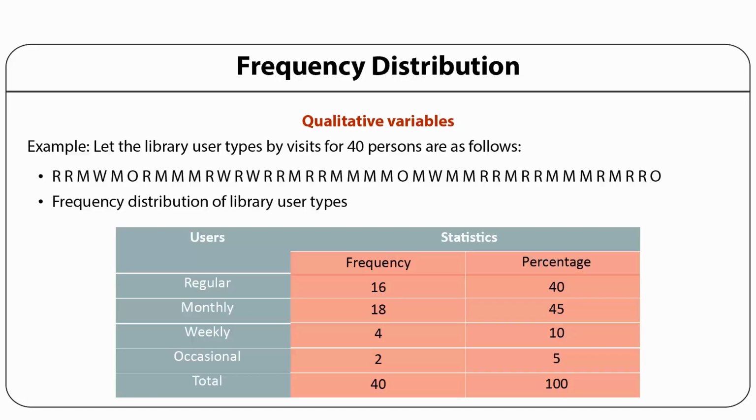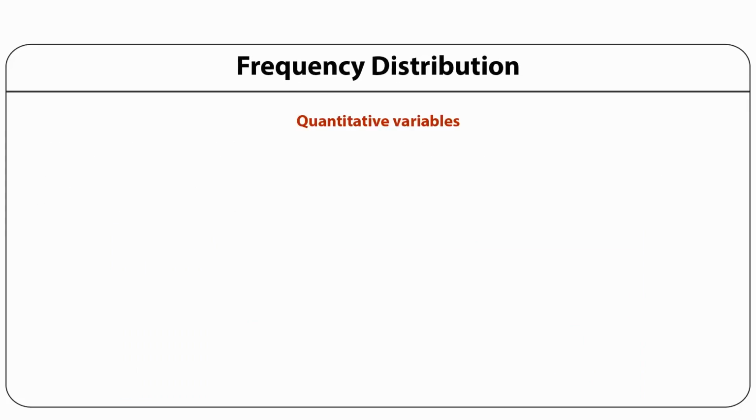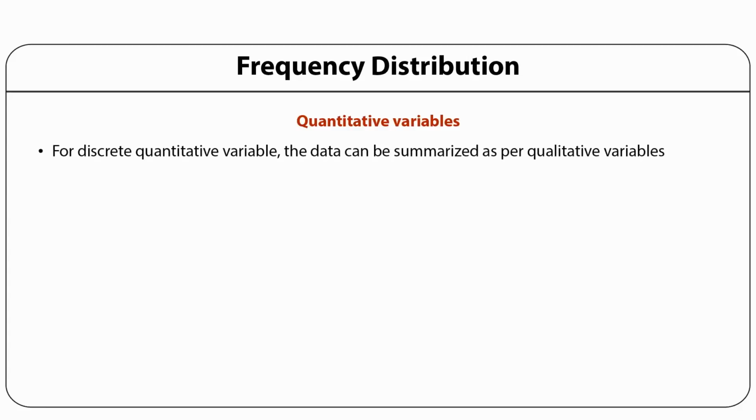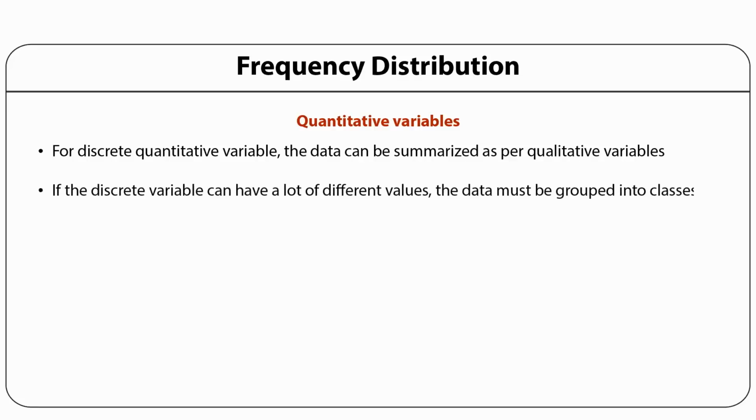So this is how statistical data help you to draw some conclusion. Remember, the conclusion is your own, you have to develop it, but the statistical table helps you to draw that conclusion. Quantitative variables: for discrete quantitative variables, the data can be summarized as per the qualitative variables, whereas you will be having a lot of quantitative terms that you can list down in the tables. If the discrete variables can have a lot of different values, the data must be grouped into classes.